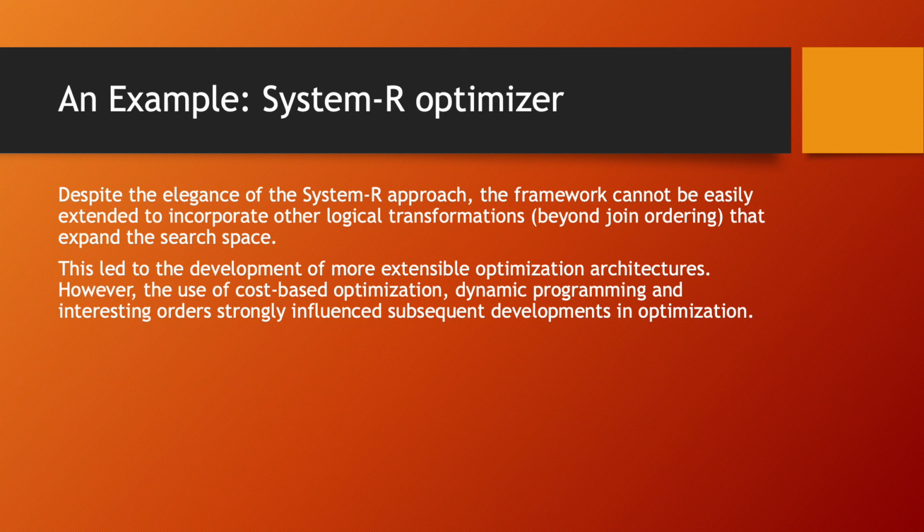Despite the elegance of the System R approach, the framework cannot be easily extended to incorporate other logical transformations, beyond join ordering, that expand the search space. This led to the development of more extensible optimization architectures. However, the use of cost-based optimization, dynamic programming, and interesting orders strongly influenced subsequent developments in optimization.